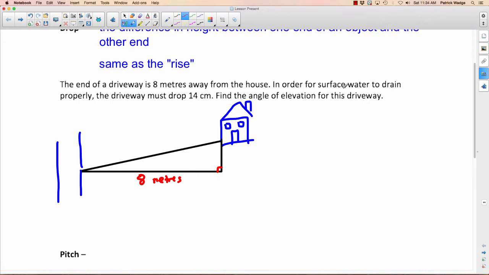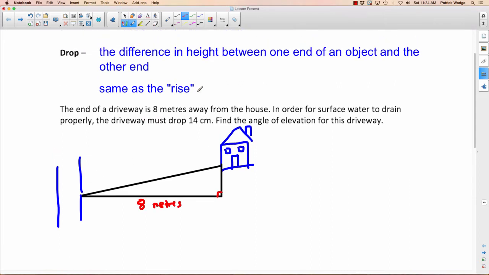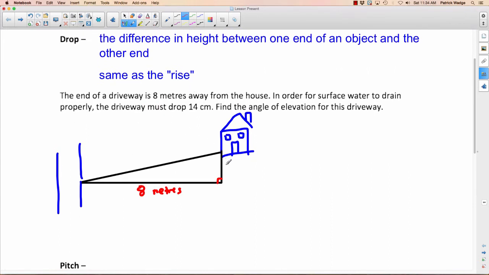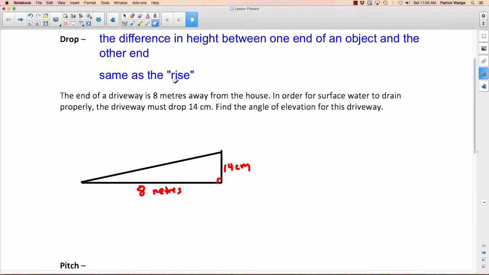All right, in order for surface water to drain properly, the driveway must drop 14 centimeters. Remember, drop is just the same as rise. So where's the rise? Right here. This is your 14 centimeters. All right, if you don't mind, I'm going to get rid of my road, which is pretty awful, and I'm going to get rid of my house, which is totally awful.